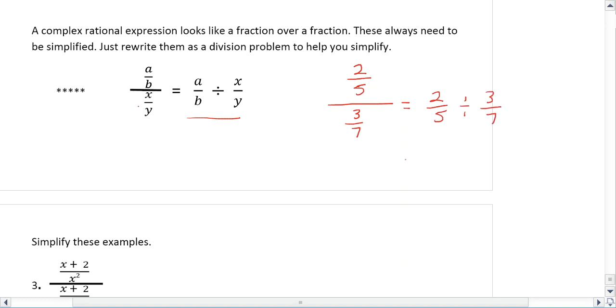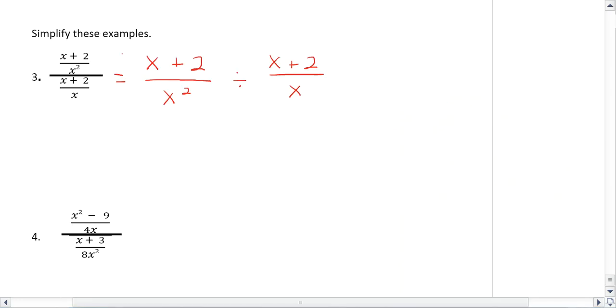And we know how to divide fractions. We leave the first fraction the same. We change the divide sign to a multiply sign, and we do the reciprocal of the second fraction. And then this just becomes 14/15. Then we multiply straight across. So don't be afraid of a complex fraction. Just rewrite it, if you'd like, as this, and then leave the first fraction the same, change the divide to a multiply, and do the reciprocal of the second.